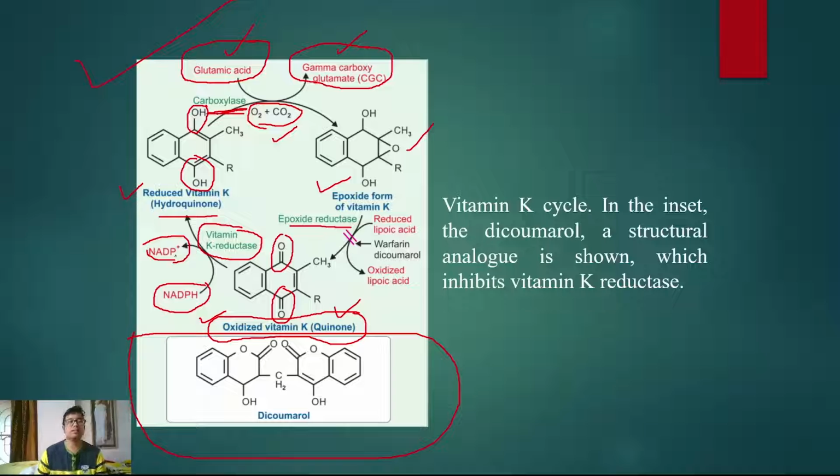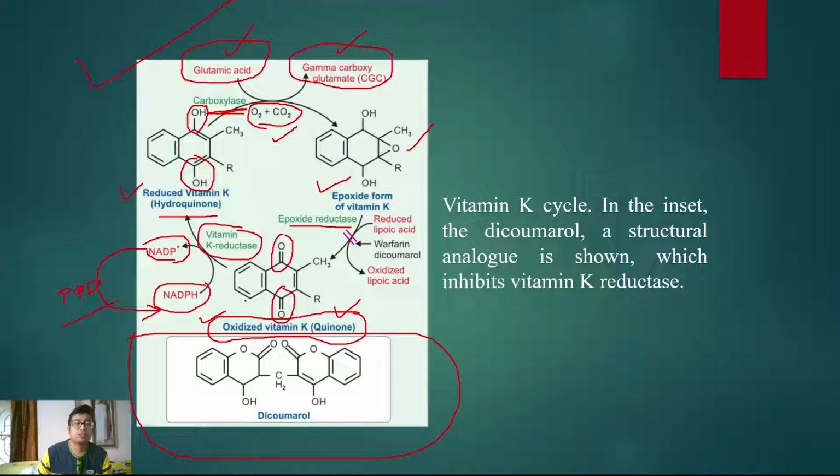This NADP plus will again be converted to NADPH. Examiner might ask you how. There are multiple reactions. One of them is the pentose phosphate pathway. I am not going into the details of this one. Pentose phosphate pathway, malic enzyme, there are multiple pathways by which NADP plus can be converted back to NADPH.